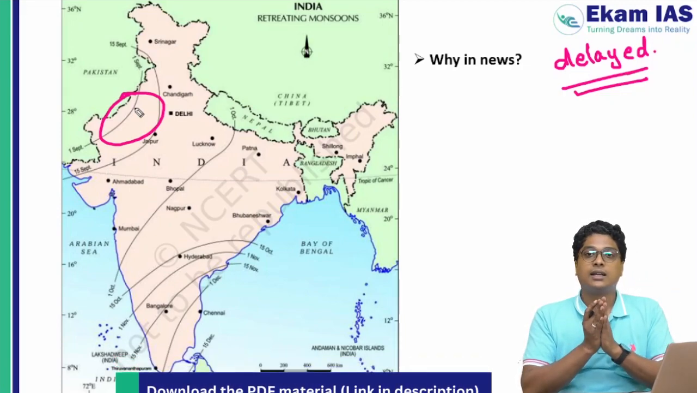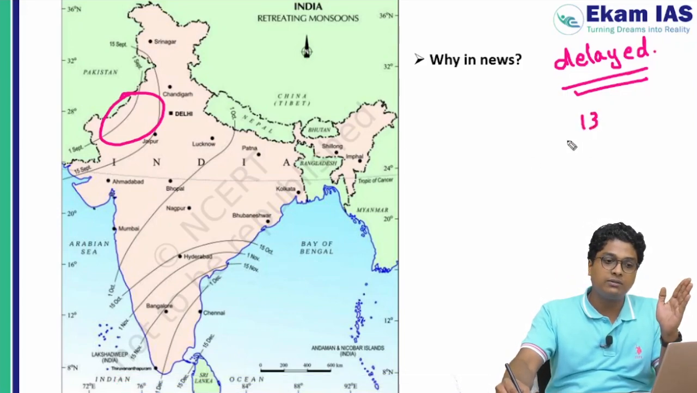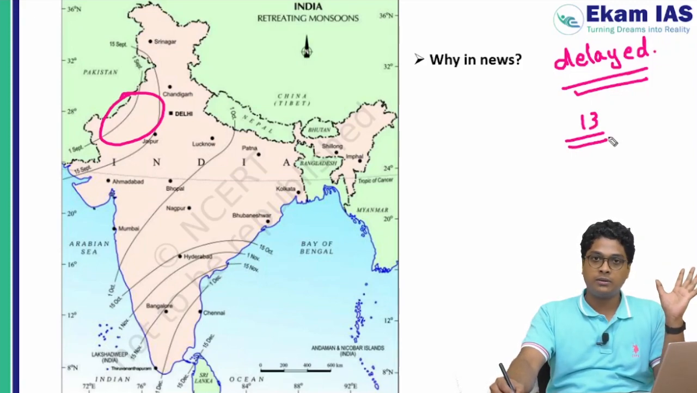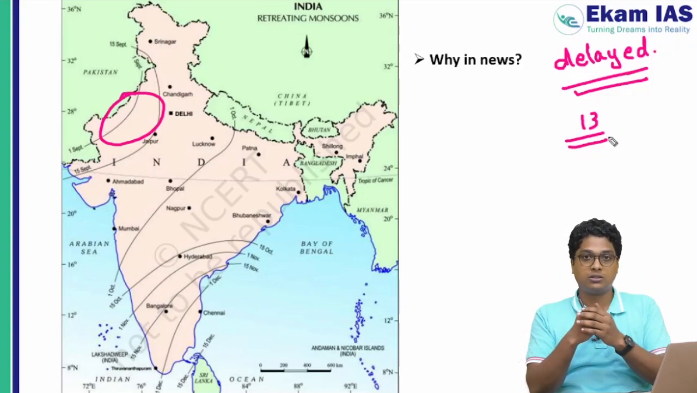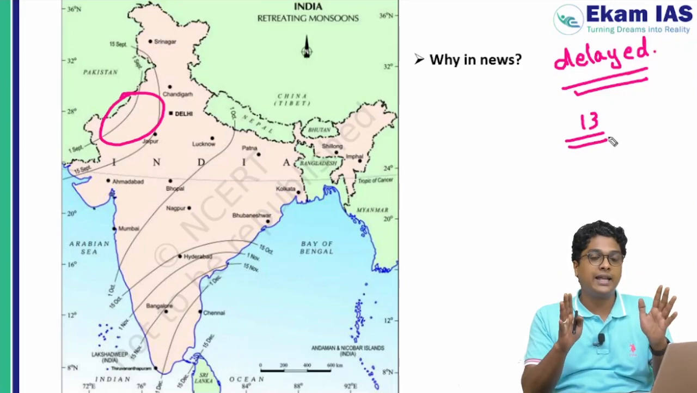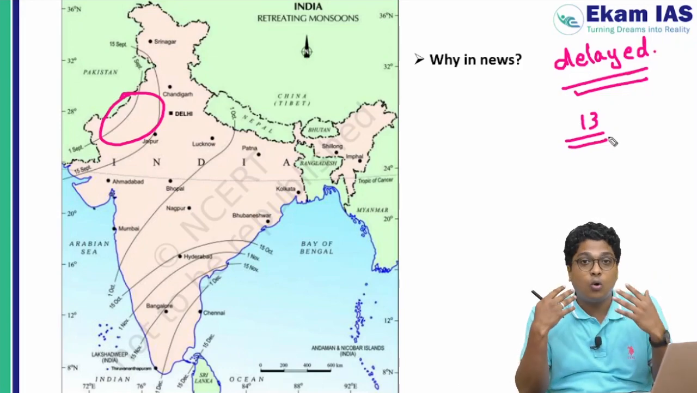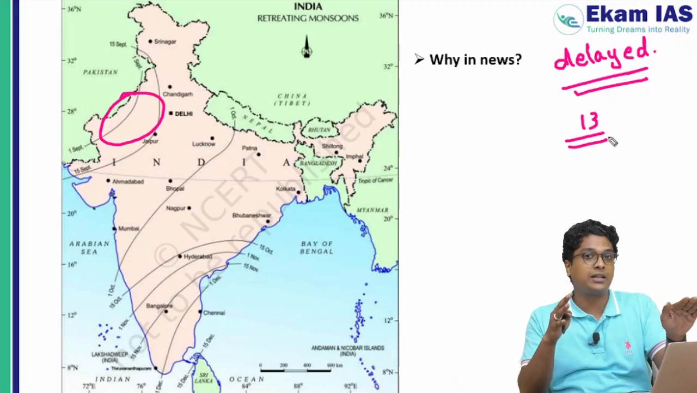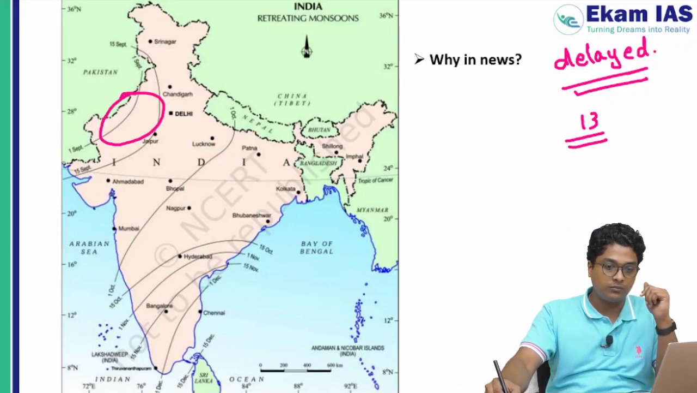Now, the second thing is that for the last 13 consecutive years, monsoon retreat has been delayed. There are normal dates for the beginning of the monsoon as well as the retreat of the monsoon. But for the last 13 years, this monsoon retreat date has been delayed. This is the 13th consecutive year. It is also causing rainfall in certain regions where they should not be getting rainfall at this time. Because of these three reasons, this topic is in news.